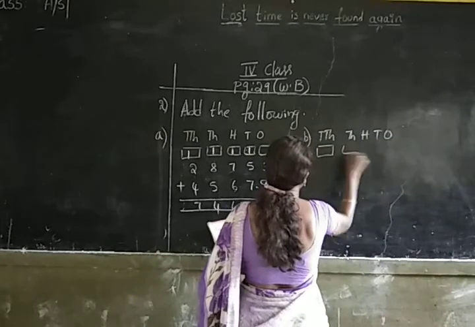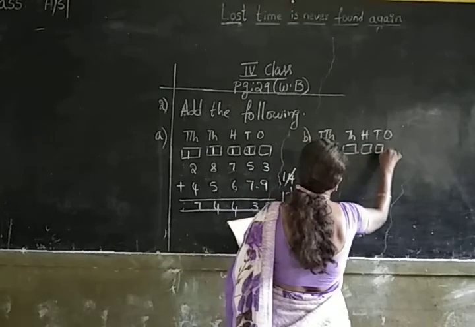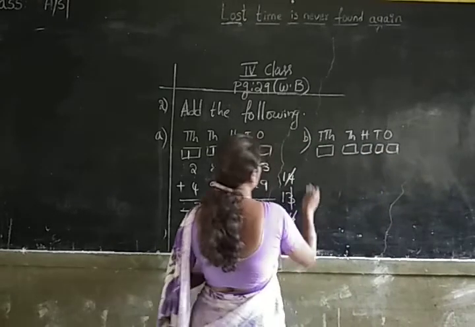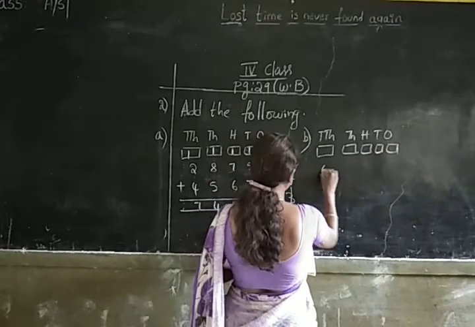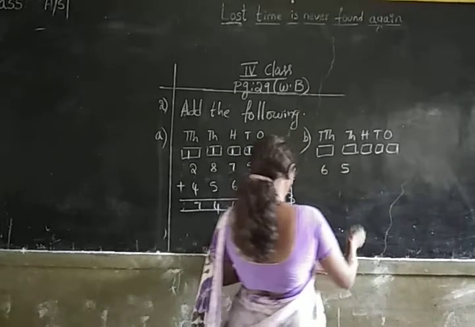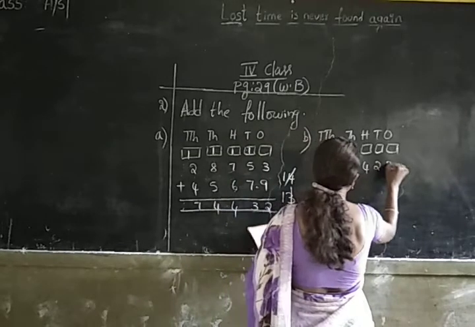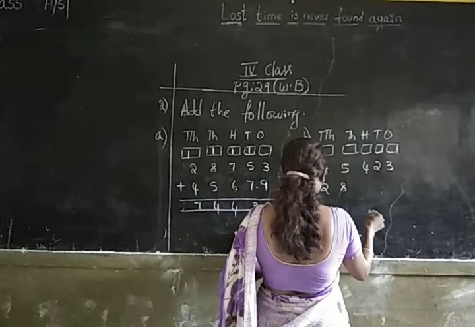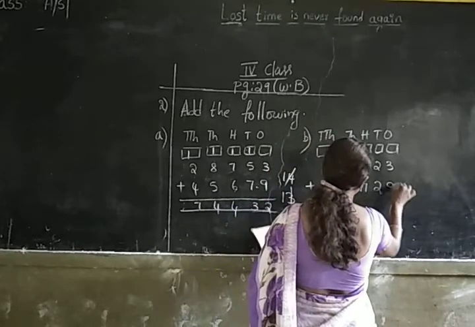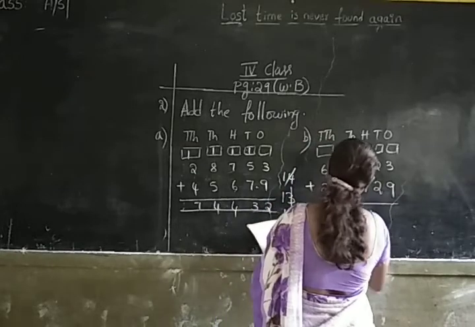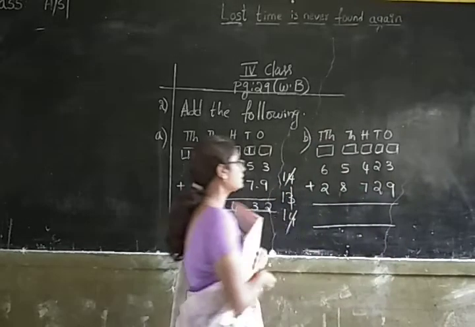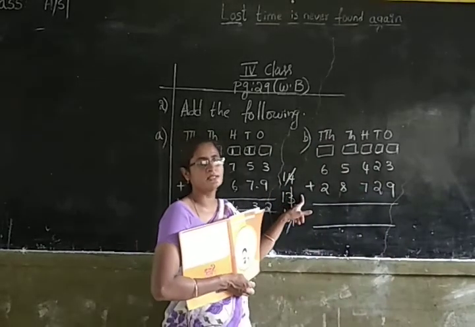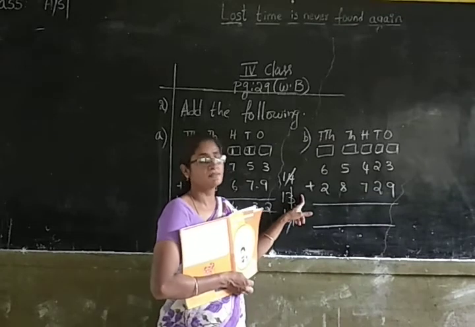Okay, first write down the places. Then arrange the numbers in columns. That is 65,423 plus 28,729. Okay, children. After arranging the numbers in columns, you have to place the symbol for addition, which is plus.